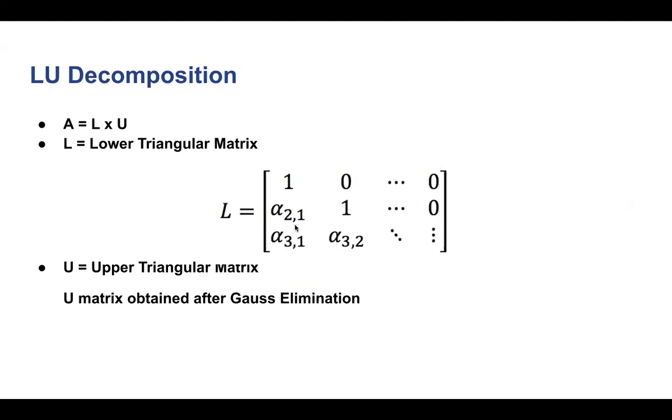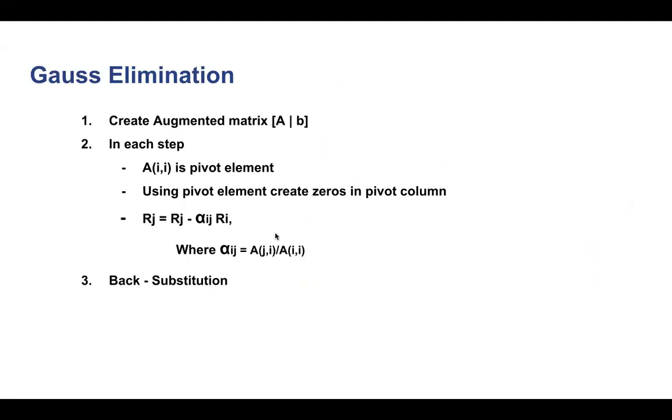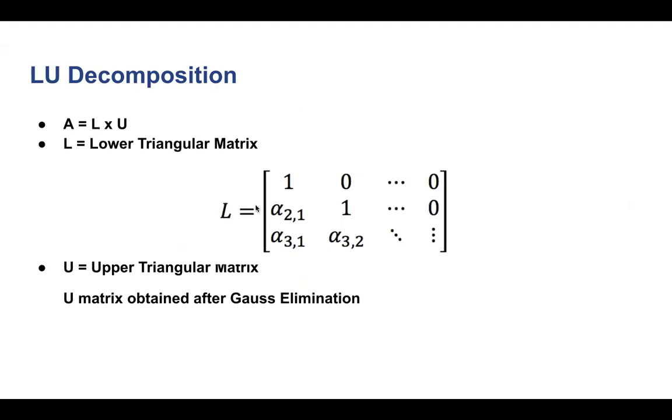So this is what alpha 2,1 is. What is alpha 2,1? Alpha 2,1 is A21 divided by A11. Okay, that you have to put at the matrix position A2,1. So this is the second row, first column. So the corresponding alpha value, whatever you calculated, just put it, save it in a different matrix. So that is the L matrix.